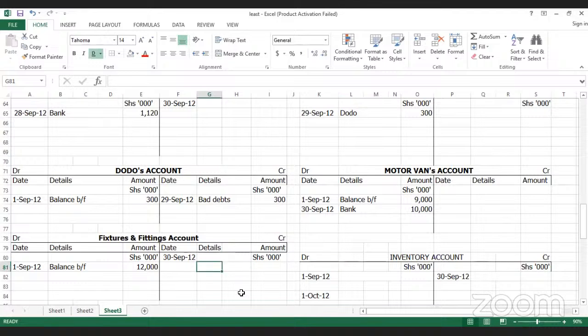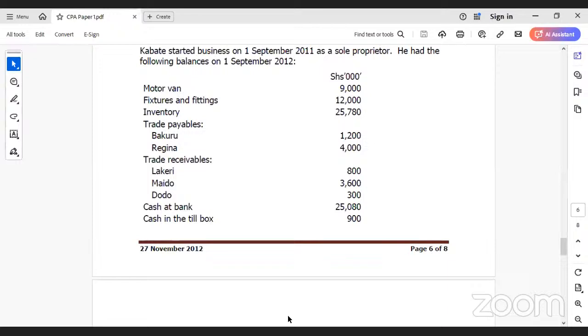So prepare that. We need that account. It should also be part of the accounts which you have to come up with because there is already a balance for the fixtures and fittings. Okay, so we are confirming to see whether we have these accounts. Now, do we have the inventory account as well? No. We don't have the inventory account.